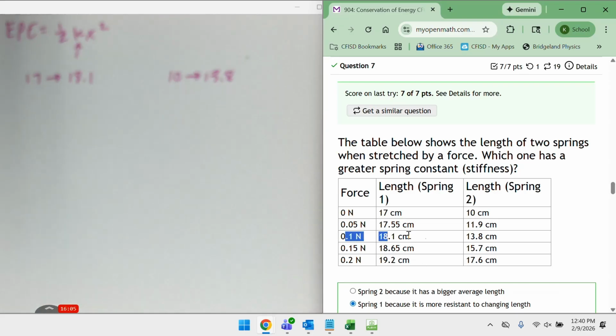So pick a line, it doesn't matter, I just chose this one. But then you can see how much each one stretched by. This one went from 17 to 18.1, this one went from 10 to 13.8.